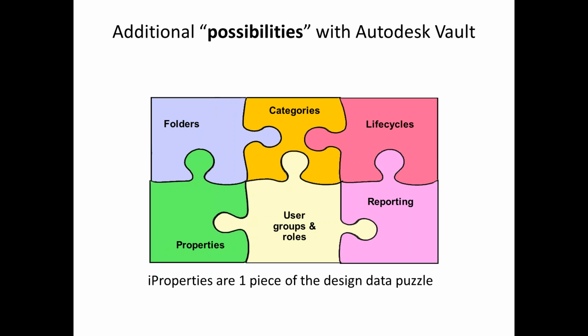Things like folders and categories and life cycles and user groups and roles allow certain people to make certain types of changes, lock other people out and keep them from changing it, and grant other people read-only access. Vault has all of that capability along with reporting. So you can take a snapshot of a design folder and say, okay, here's what's being worked on, here's what's been approved, here's what's coming from purchasing. It gives you a nice graphical report of where things are in your design process.